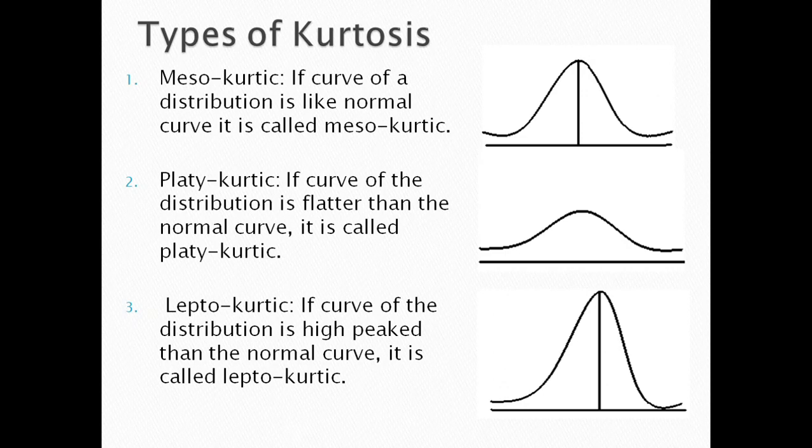Mesokurtic: if the curve of the distribution is like the normal curve, it is called mesokurtic. The second one is platykurtic: if the curve of the distribution is flatter than the normal curve, it is called platykurtic. You can see the height of the second one is less and it is much flatter than the normal curve. What is leptokurtic? When the peak is high, the distribution is more highly peaked than the normal distribution. Here you can see the normal distribution, and the leptokurtic is more peaked than the normal curve. So these are the three types of kurtosis: mesokurtic, platykurtic and leptokurtic.